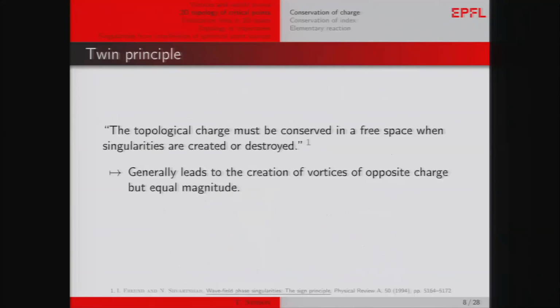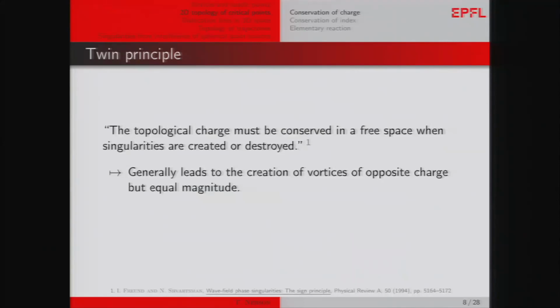What is interesting with this are the principles that we can admit, which are demonstrated in the literature. The first one is what we call the twin principle, which states basically that the topological charge must be conserved in free space when singularities are either created or destroyed. Generally, it is what is written here. It leads to the creation of vortices of opposite charge with equal magnitude. So if you have a vortex in the right direction, you will have a vortex in the other direction.